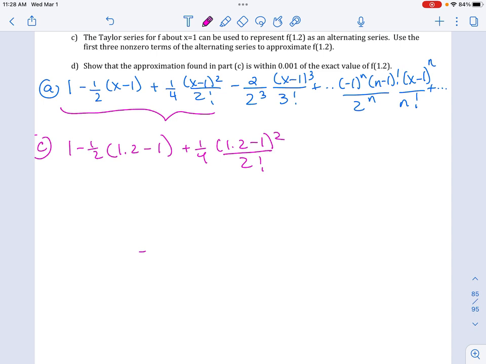You can leave your answer like this. If you had a calculator, you can punch it out. It ends up being 0.905.